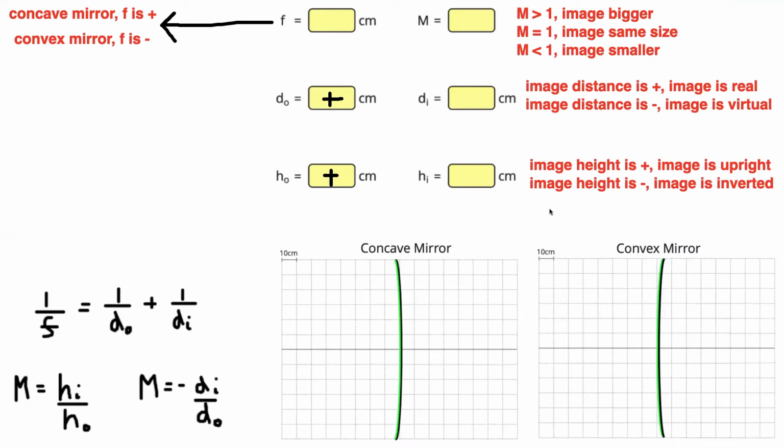So you can see each of these has its own sign convention, and based on what you put in, you'll get something different out. So it's very important that you're aware of the type of mirror that you have and the type of image, and you're putting in those signs correctly so you can get the correct answers out in the end.